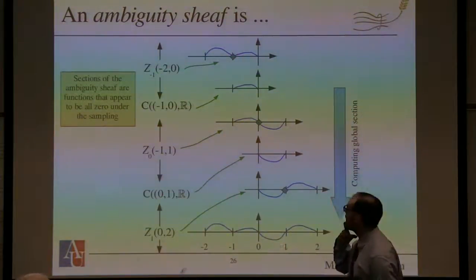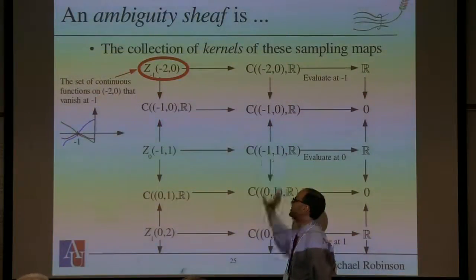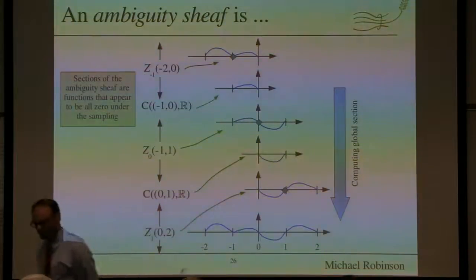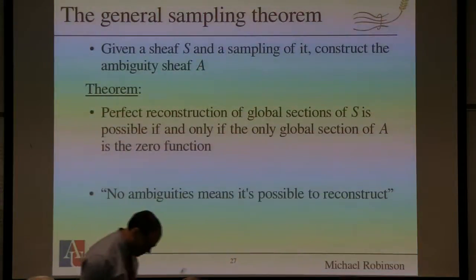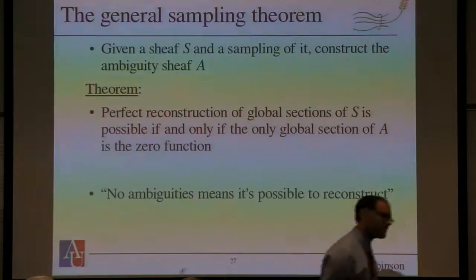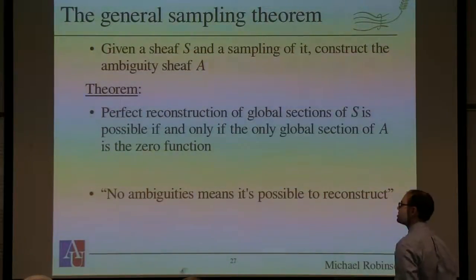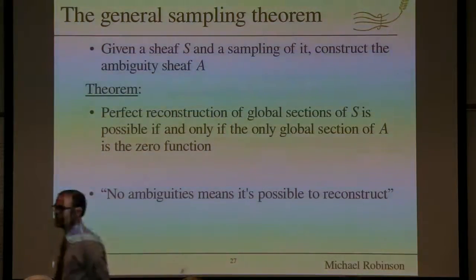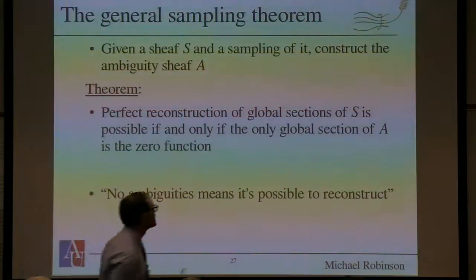So then any kind of restrictions you can place, or constraints you can place on this sheaf, will result in fewer sections over in the ambiguity sheaf. Okay, that's kind of cool, kind of useful. And theorem: perfect reconstruction is possible only when I have no interesting global sections of the ambiguity sheaf. In some sense, perfect reconstruction is possible only when there are no ambiguities. This sounds like a Shannon-Nyquist theorem. In fact, you can prove the Shannon-Nyquist theorem through this language.